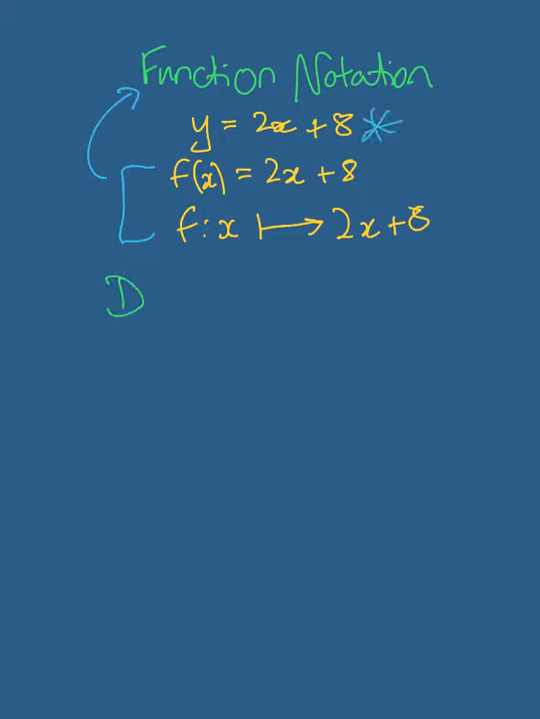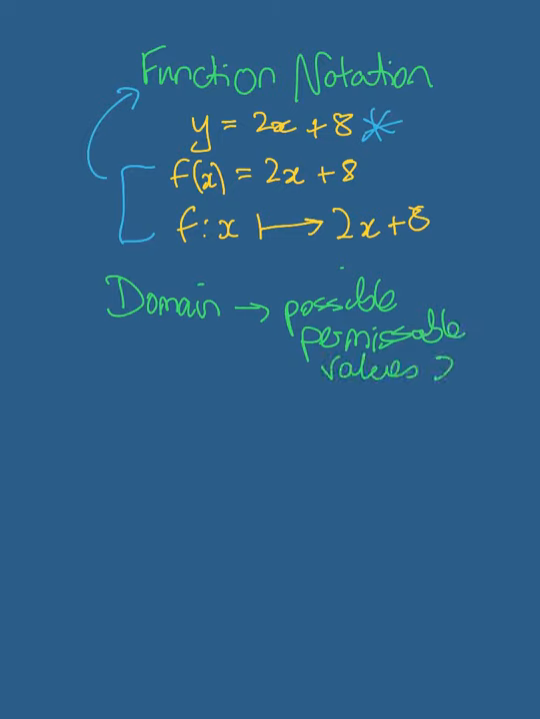Now, domains and ranges also have their own special language. So a domain is basically all the possible, or let's say permissible or allowed values of x. We can't have anything illegal here, all right? It's got to be all correct. So if all the x's are allowed, you will see something like this: x is an element of all real numbers.